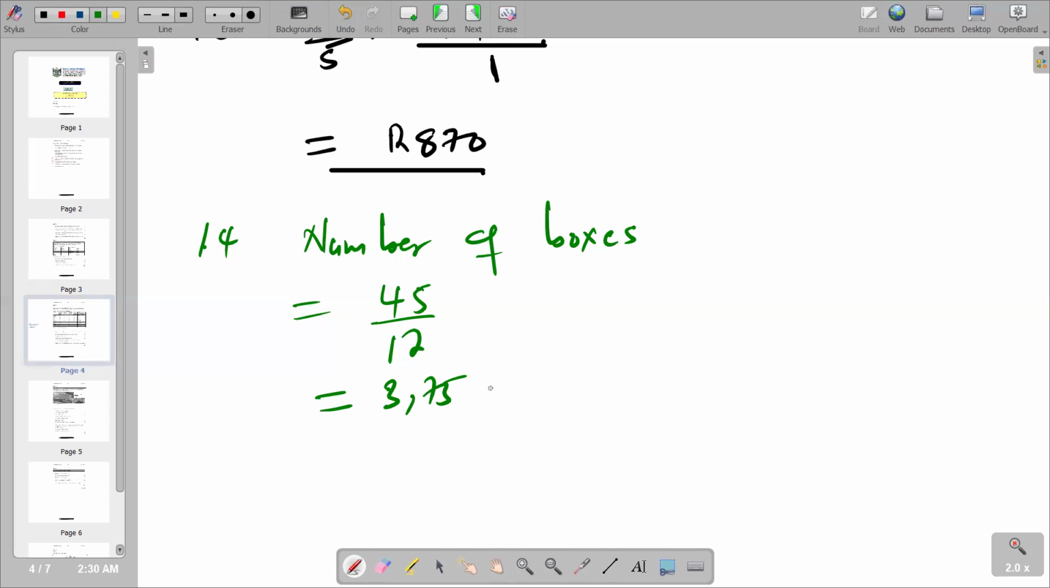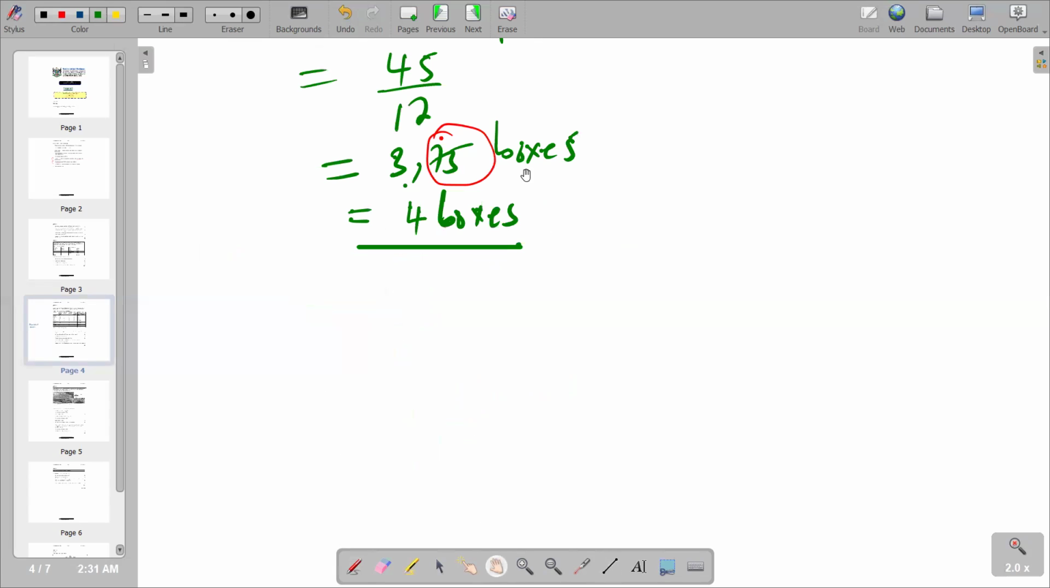Obviously these are 3.75 boxes, but we have a fraction here, which is 0.75. It means the fourth box is not going to be full, but we require that box. So we round off to the nearest box, which is the whole number. We get 4 boxes. So this is the answer that we have on that part. This is the last question that we have on question 1. We can move on to question 2.